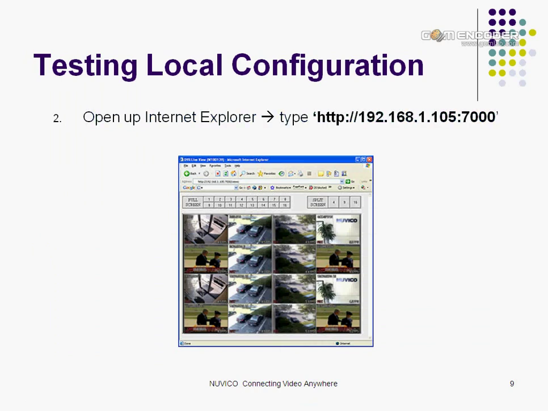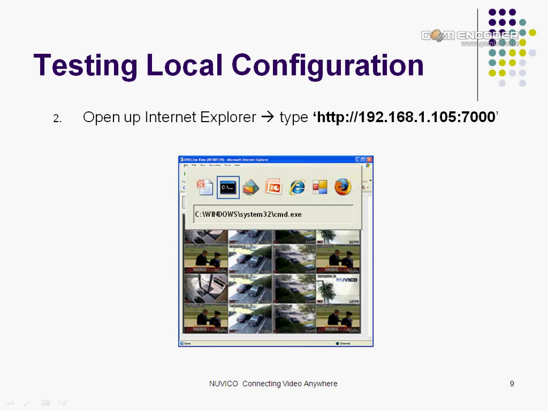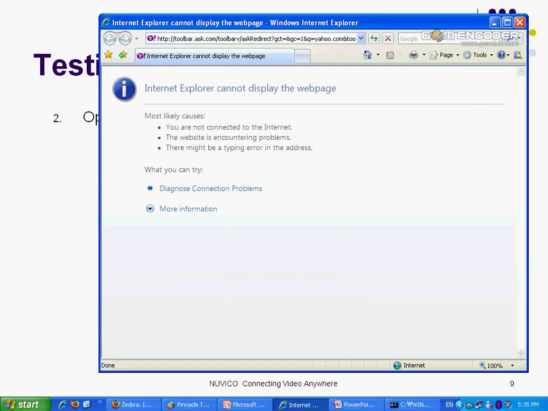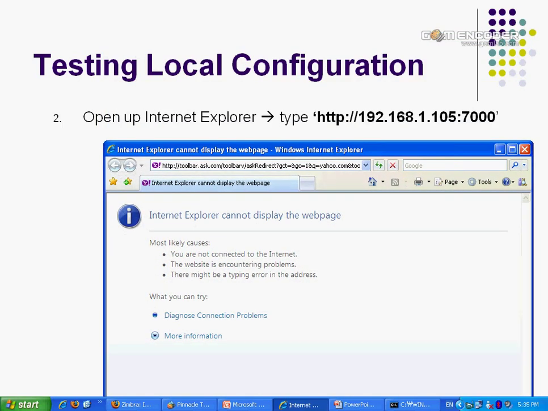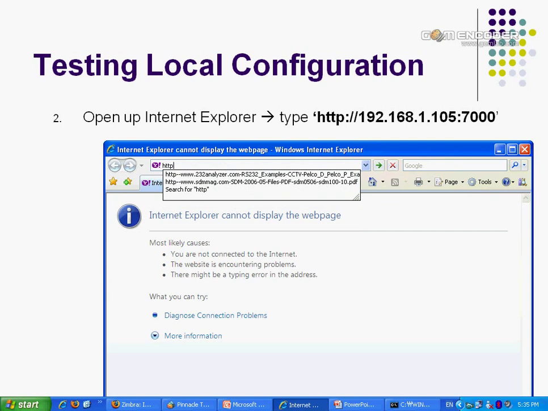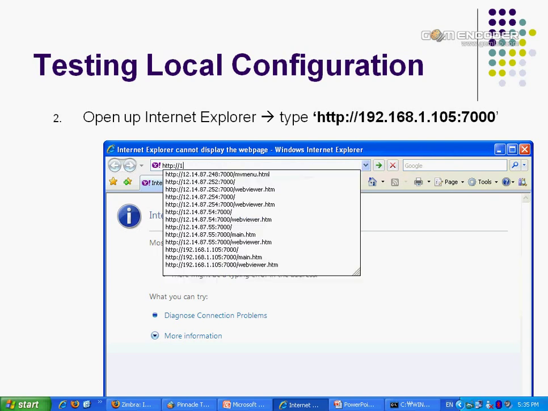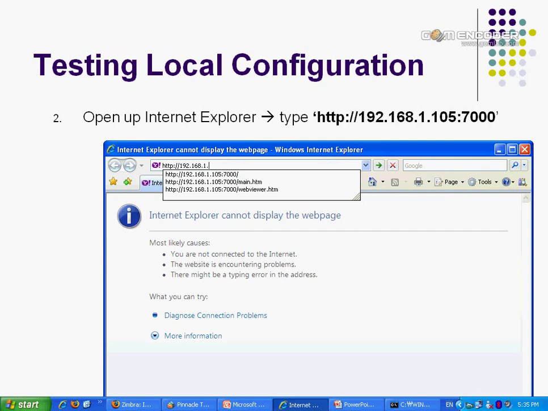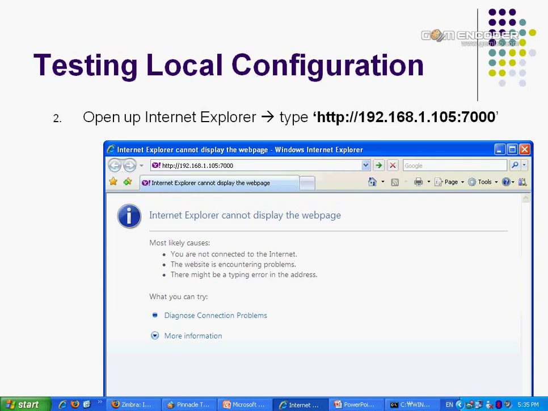Okay, so we just finished checking the basic connection between the DVR and the computer. Now let's make sure that you can log into the DVR using Internet Explorer. Open up Internet Explorer and type http://192.168.1.105, which is the IP address of the DVR, and :7000. Remember, when you specify a port number by typing :7000, you must type http://, otherwise you will get an error message.